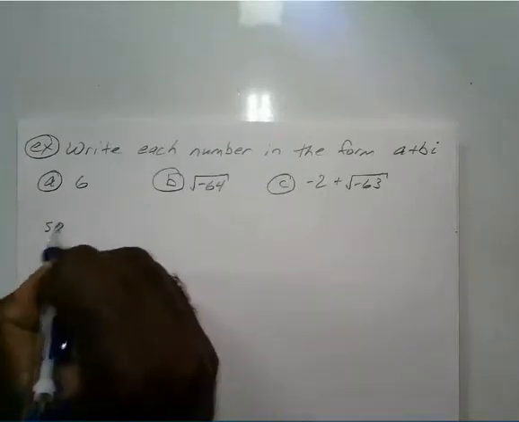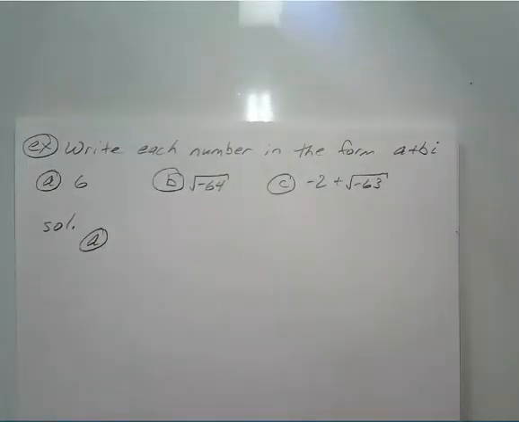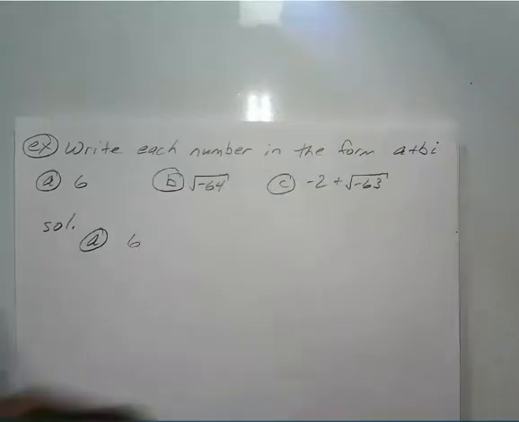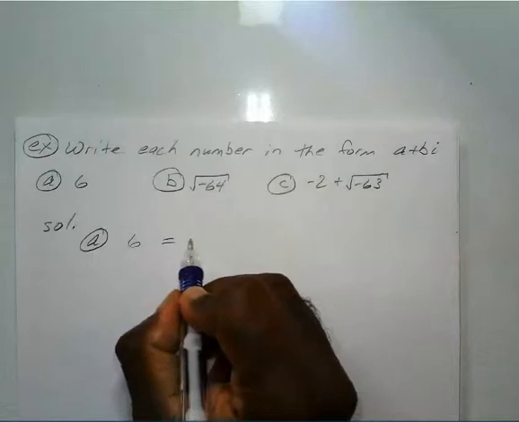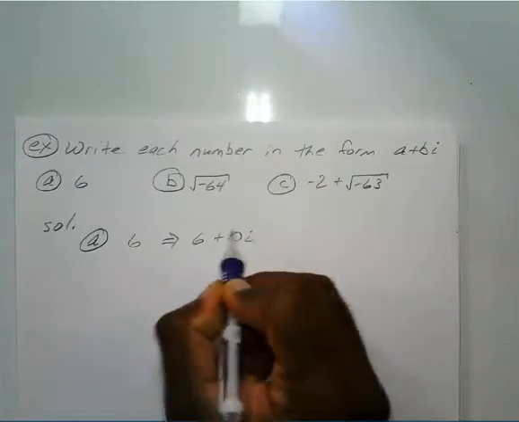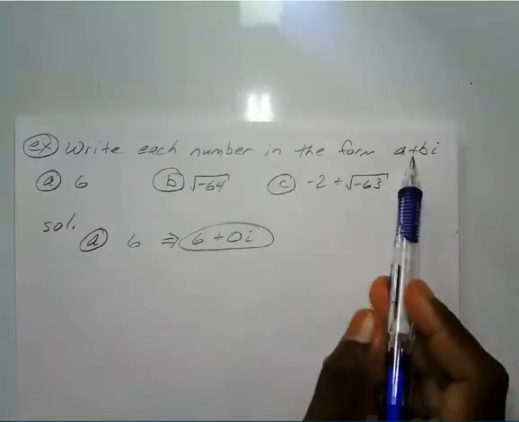Alright. So for problem A, that one's not too bad, because we know that 6, since we're missing the imaginary part, we can make that equal to 6 plus 0i. And that's our complex form.